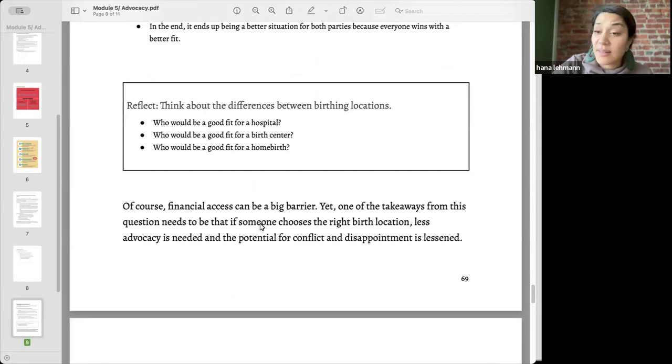Of course, financial access is going to be a big barrier for some options. But one of the takeaways from this question just needs to be that if someone chooses the right birth location, less advocacy is needed and the potential for conflict and disappointment is going to be significantly lessened. So, you know, build some options for more success.